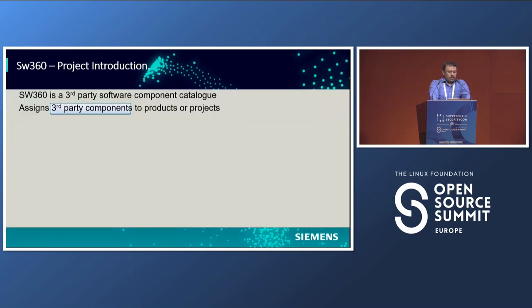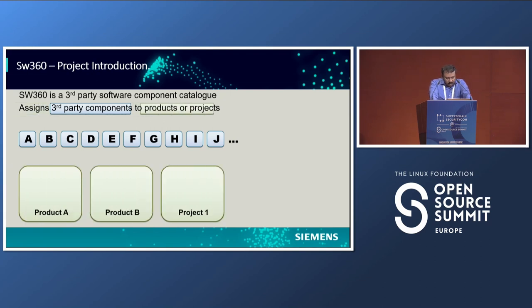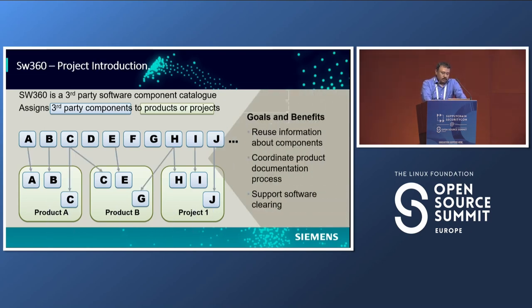So what is this project all about? As I said, SW360 is a third-party component catalog. You assign third-party components to a product or project. Here the components come with releases. So basically it's the releases or the libraries or dependencies that you found inside your project. Project and product are almost similar terms that we use in SW360. So these are all dependencies related to your product or project. And with the benefits that we get here, you can link and reuse this information of the component. You can also find the product documentation, and it also supports the clearing infrastructure for these components.